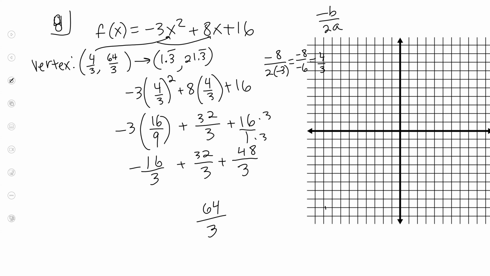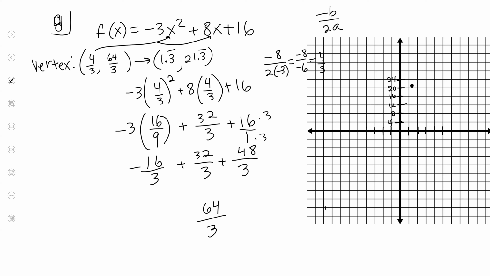Now notice on your page 2, this graph is not big enough. So what should I do when my graph is not big enough? Don't go by ones, okay? I'll go by 4s. You can go by whatever you want. I'm going to go by 4s: 4, 8, 16. And I'm going to make my x values just go by 1. Okay, so my vertex is at 1.3, 21.3. That's right there.